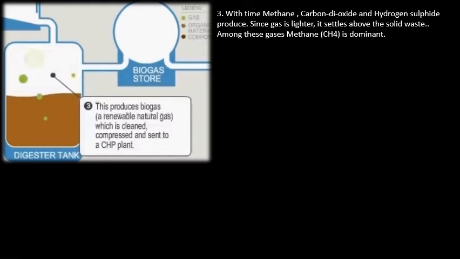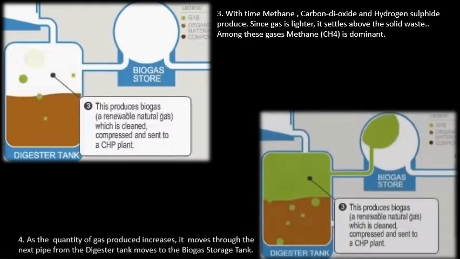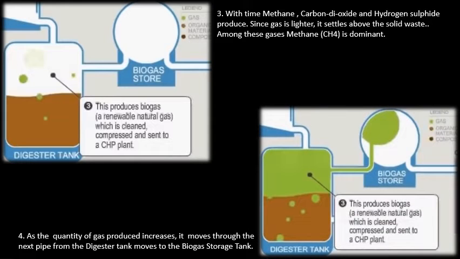Since gas is lighter than water and lighter than any solid, it will rise up. It settles above the solid waste, and the solid waste stays below. You can see the green bubbles rising up to a particular point until the top portion of the digester tank is filled with gas. As the quantity of gas produced increases, it moves through the next pipe from the digester tank into the biogas storage tank.